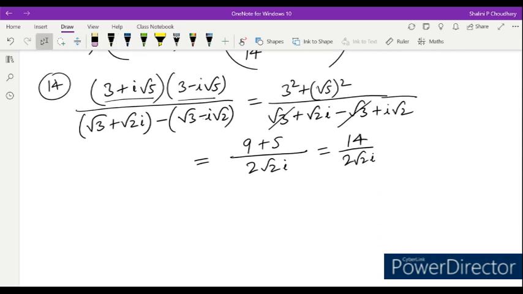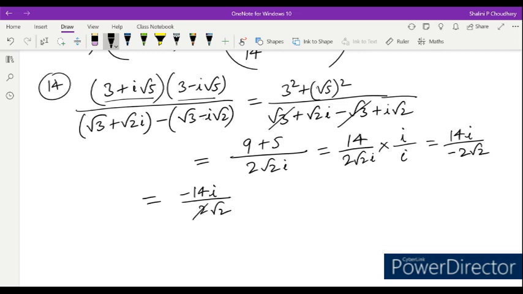Now we have to remove this i from the denominator. So what we will do, we multiply by i in numerator and denominator. So what value we'll get? It will be 14i and this will be i square, so minus 2 root 2. Okay, so now we'll convert this in the form of a plus ib. This will be 14 minus 14i divided by 2 root 2. So we cancel 2, we'll get 7 minus 7i divided by root 2.